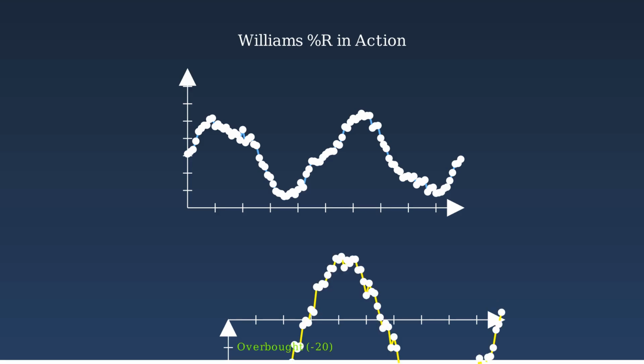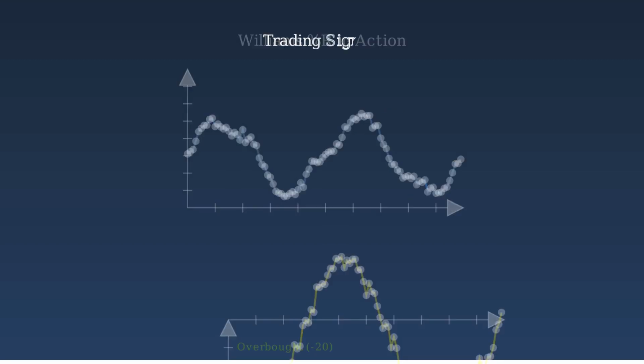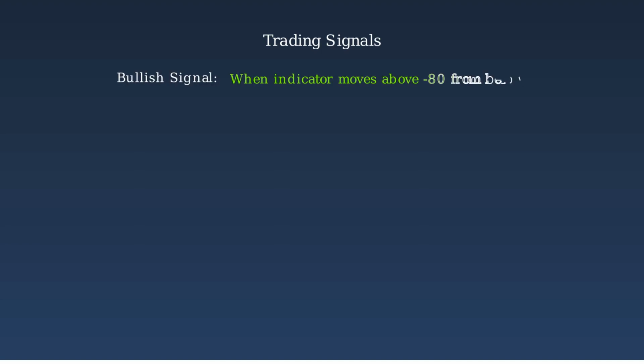As the price moves up and down, the indicator oscillates between overbought and oversold levels, helping traders identify potential reversal points. Williams Percent R generates trading signals when it crosses key levels. A bullish signal occurs when the indicator moves above -80 from below, suggesting a potential upward reversal. Conversely, a bearish signal is generated when it drops below -20 from above.